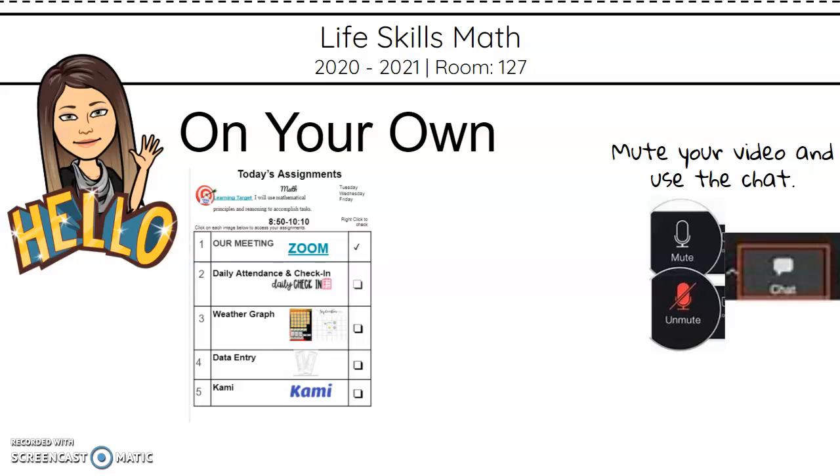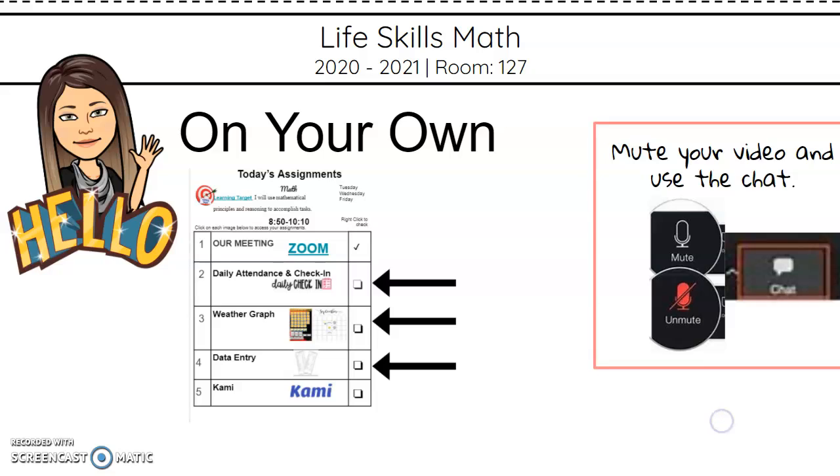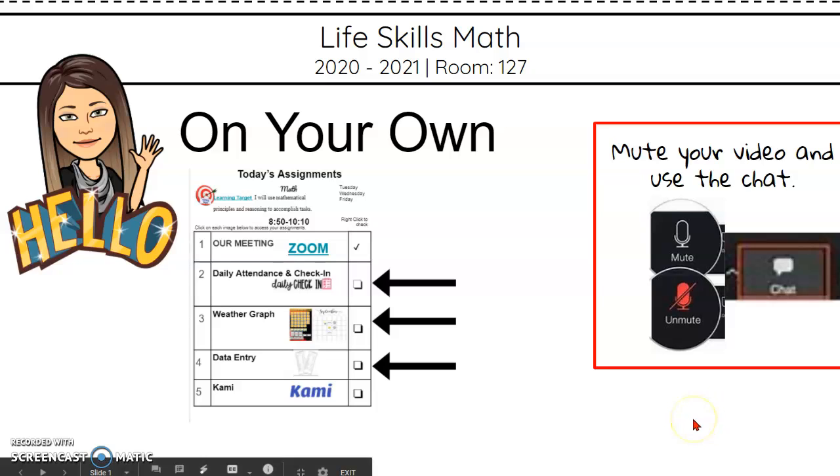The first thing you need to do is pull up your schedule. And you're going to look for your daily check-in, your weather graph, and your data entry. Don't go past that part of your schedule. While you're working on your assignments, make sure you mute your video and use the chat. Everyone's working, so we need to try to limit the chatter as best we can.